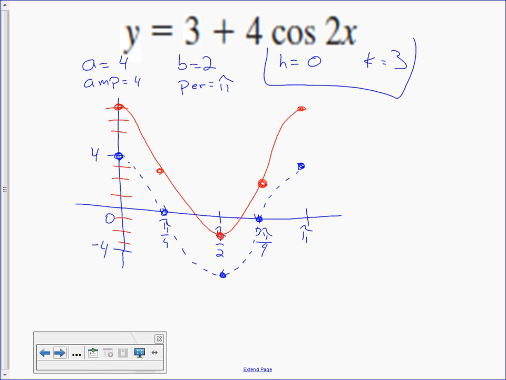So these two problems we've just done were just vertical shifts. When you start worrying about vertical and horizontal, that's when things can get a little bit more complicated because you have to start watching your scales in here.